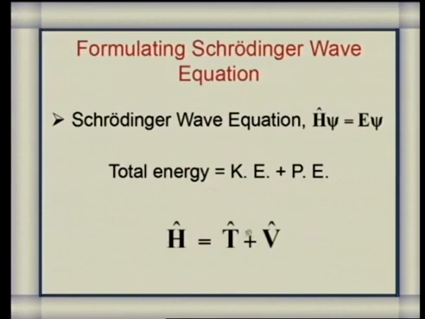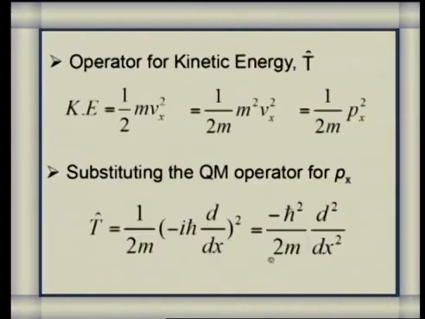So in fact, when I say formulate the Schrodinger wave equation, essentially we have to formulate an expression for H, that is the Hamiltonian, and that in turn is equal to T plus V. So to formulate the Schrodinger wave equation or the Hamiltonian, we need to formulate the operators for T and V. Let's see how we do that.